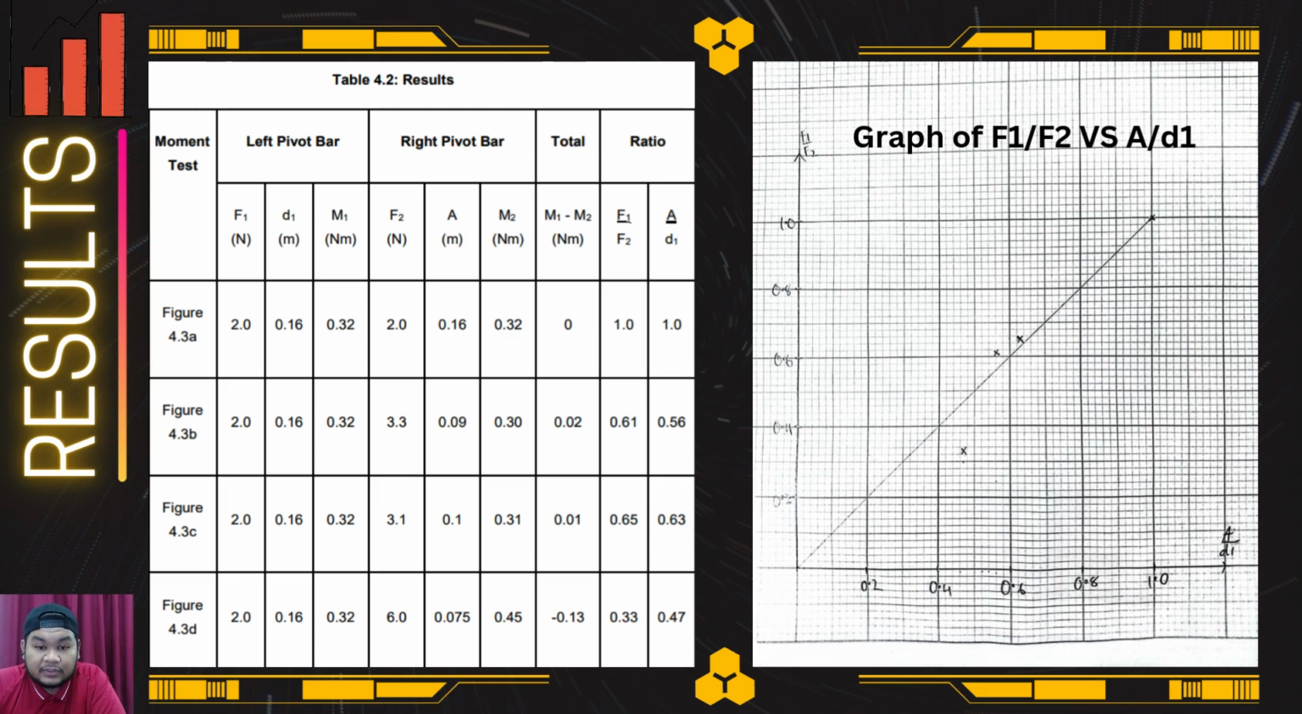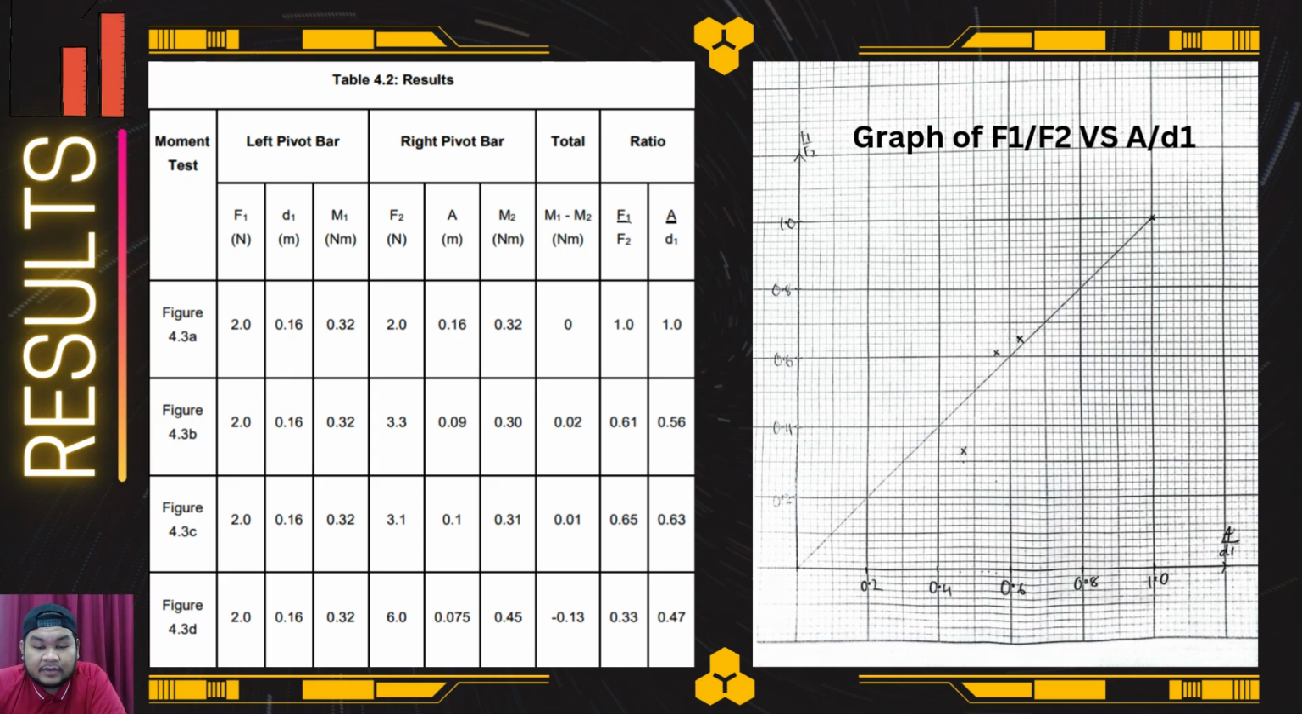The total moment is 0.02 newton meters. The ratio of F1 over F2 is 0.61. The ratio of distance is 0.56. For 4.3c, the force is 3.1 newton.